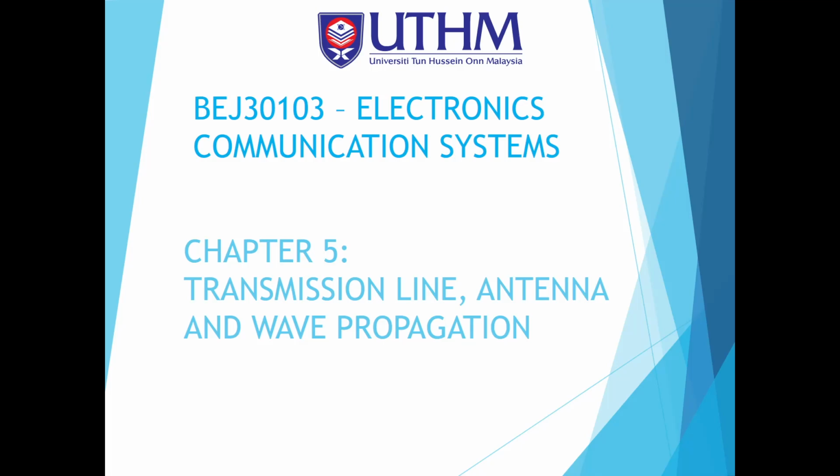So what we will learn here, again, I will draw this picture. The transmitter, we have the channel, we have the receiver. From chapter 1 until chapter 4, we have seen what happened inside the transmitter and the receiver. Now in chapter 5, we are not looking inside the system. We are looking from the outside of the system, which consists of 3 different things.